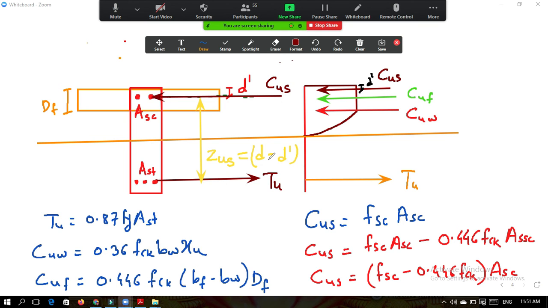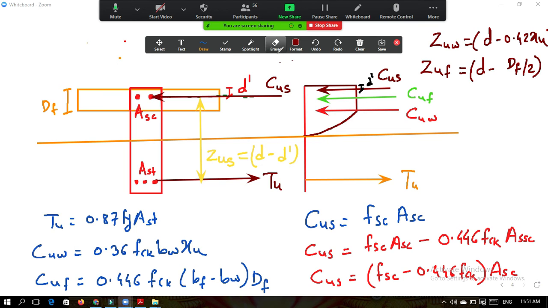First is this one, ZUW. Still I will write here for ZUW your lever arm. So this is your ZUW, and that is D minus 0.42 XU, the lever arm for this. If you see ZUF, this is acting at a distance of DF by 2. So it will be D minus DF by 2. This is the lever arm for ZUF. If I put the brackets over here, these are the formulas. And for ZUS, this is the lever arm.